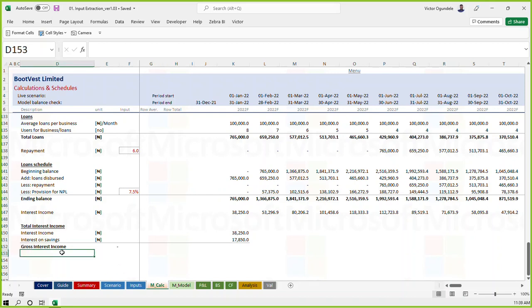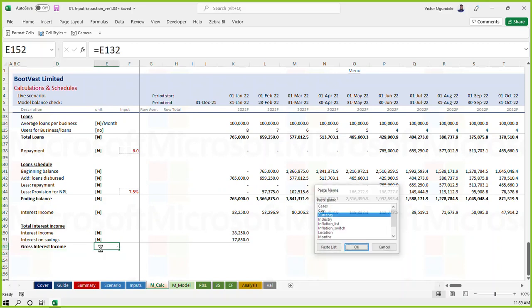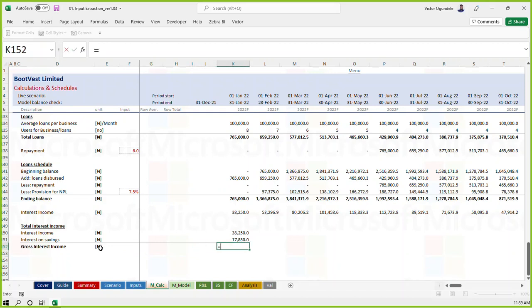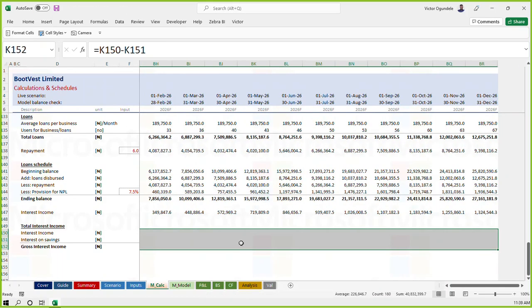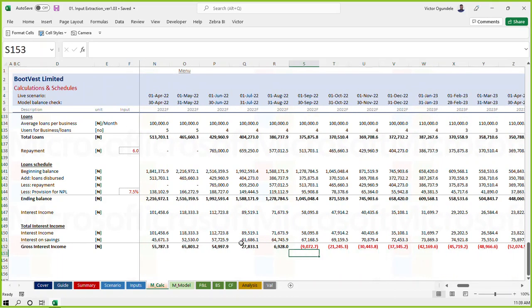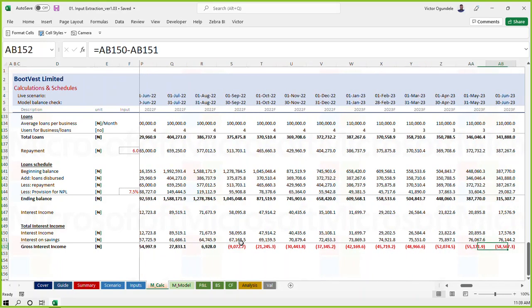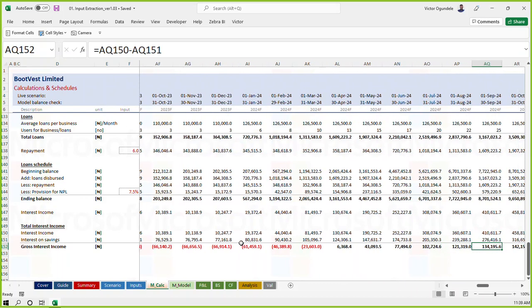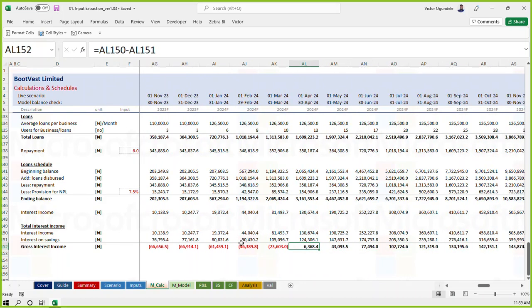All right. So our gross interest income. Let's put this in our currency. We're saying our interest income minus our interest on our savings, and that will give us our what? Our gross. Okay, it's supposed to be gross. So copy that to the right, and this is what we have. So you get to a period where our interest on savings is more than what we are getting from our interest income. That's kind of crazy. Is that reality? That's what our model is saying here.